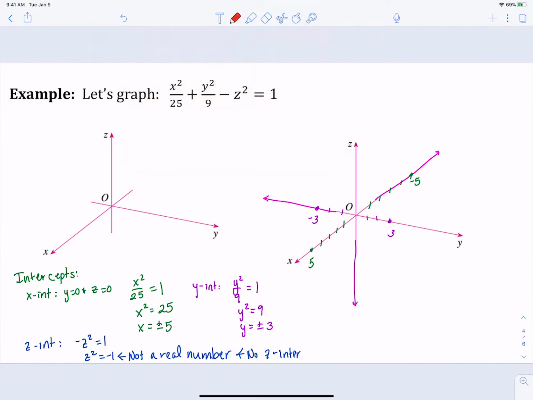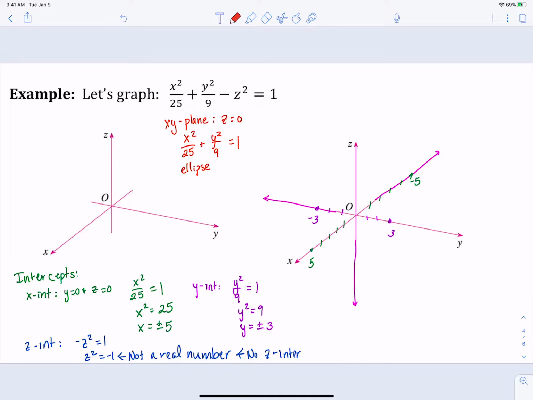So now traces. We're going to look at what's happening to this graph in the xy plane. We're looking just at the xy plane, so that means z is equal to 0. If z is equal to 0, the graph that we see when we make that slice is this equation: x squared over 25 plus y squared over 9 equals 1. If it's been a little while since you've thought about conic sections, or maybe you haven't, this is an ellipse.